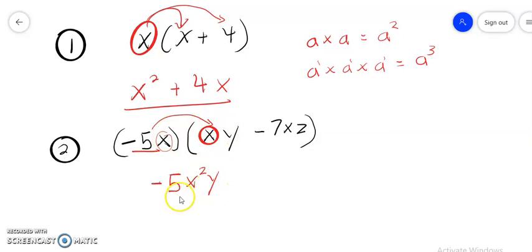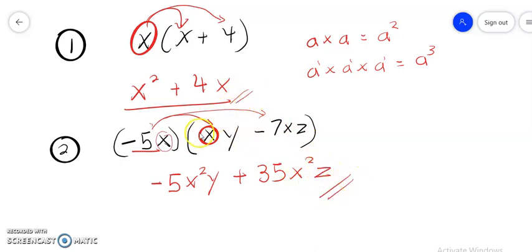Next we have to take the whole thing again and multiply with negative 7xz. Always take the sign in front of the term. So negative negative will become a positive over here. 5 times 7, you have 35. x multiplied with x, you have x square, and you have a single z here. So this is your answer.